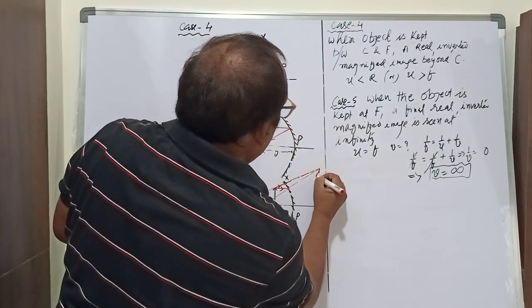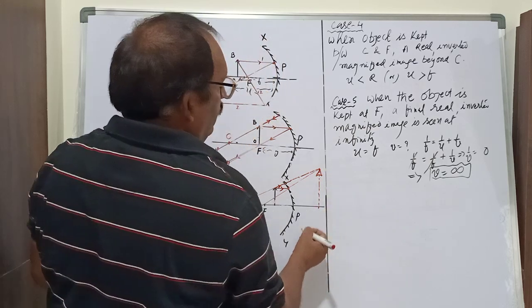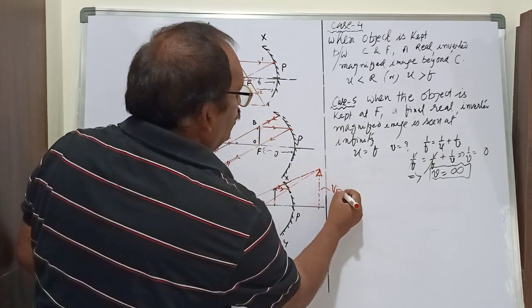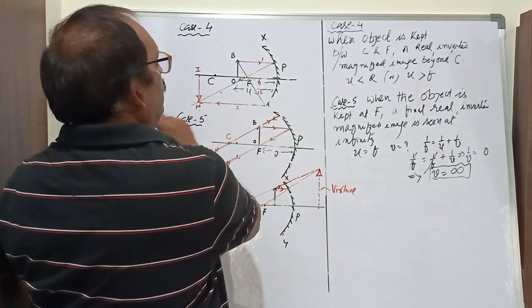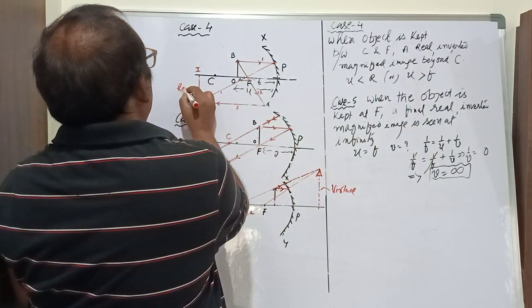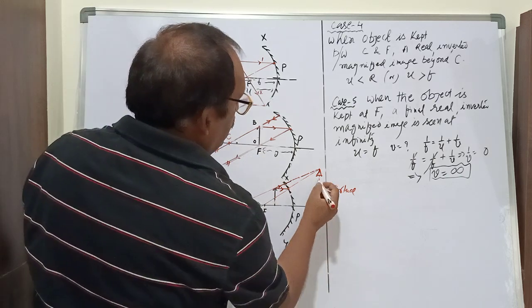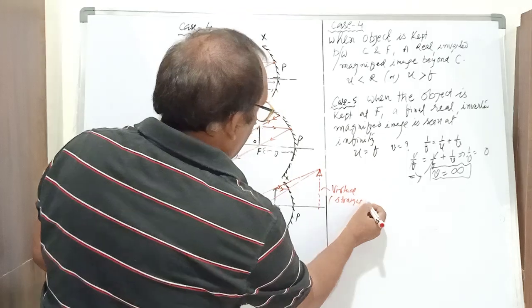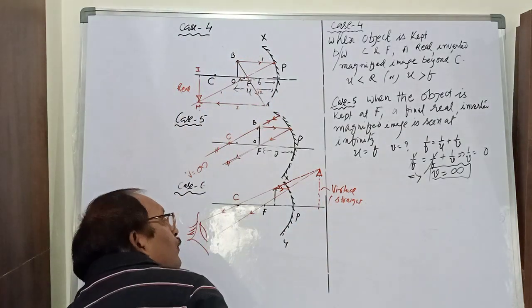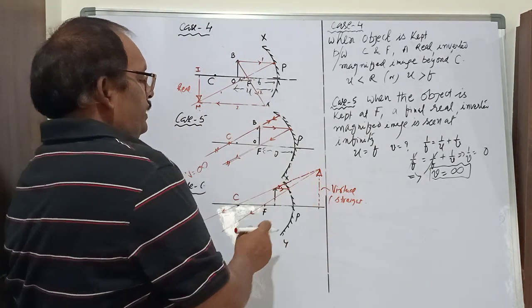This is a straight image. All virtual images are straight. This is a virtual image. This is real, this is a real image. This is the virtual image. It's a straight image. All virtual images are always straight. So when we look from here, we are able to see the image. This is a virtual image.